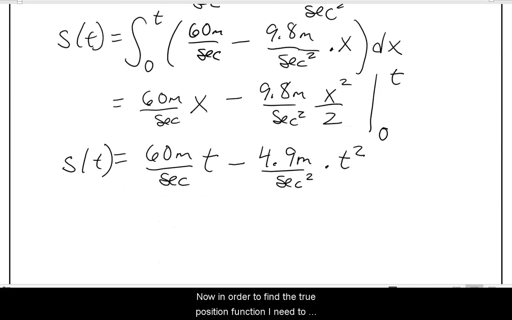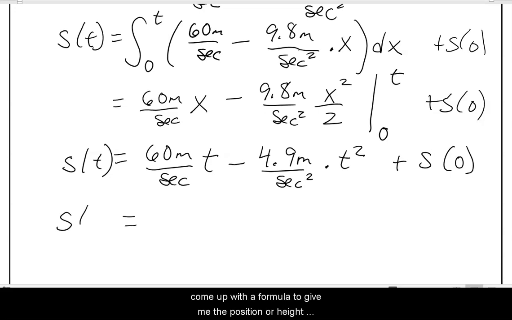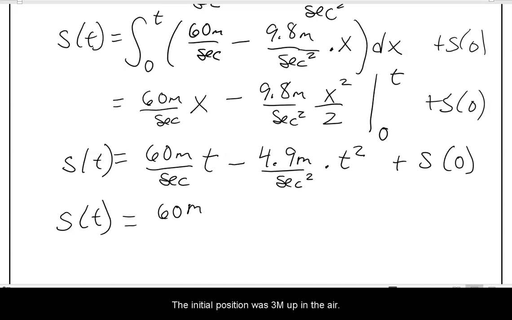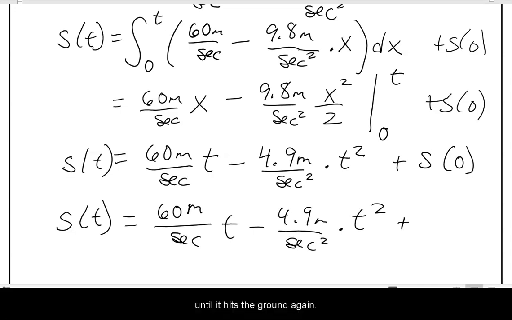Now, in order to find the true position function, I need to add on to this the original position, which is s of 0. If I add on s of 0 to each of these parts, then I should be able to come up with a formula to give me the position or height of the ball at any time. The initial position was 3 meters up in the air. That means that this is now the formula that I can use to find the position of the ball at any point in time, at least up until it hits the ground again.